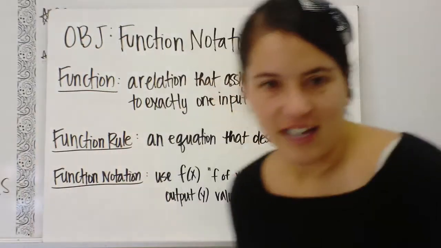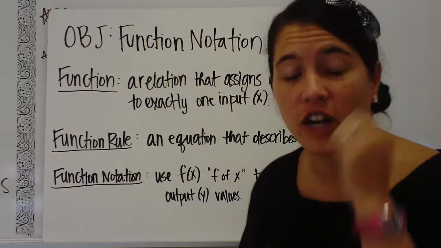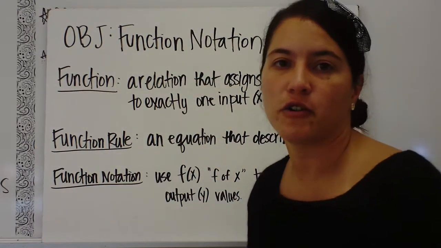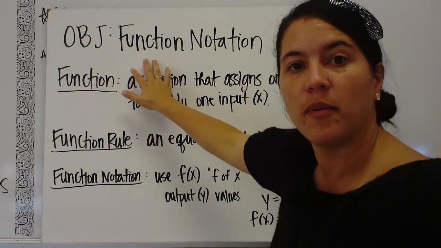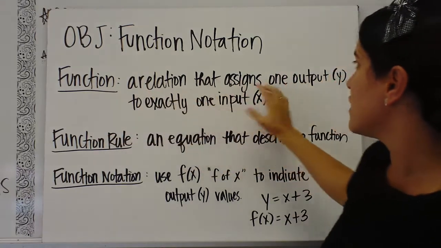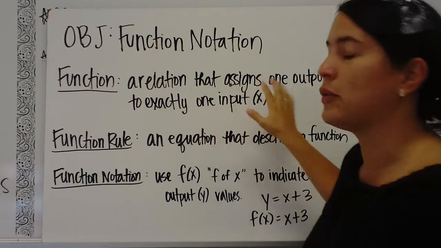Hey y'all. Today's objective is function notation. So you've been introduced to functions, relations and functions, and you know about domain and range. So we're going to go a little bit deeper about functions. Function: a relation that assigns one output, which is your y value, to exactly one input.